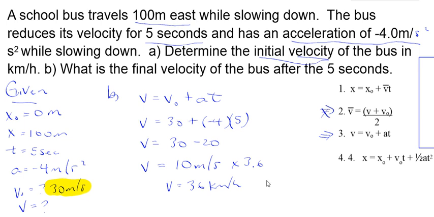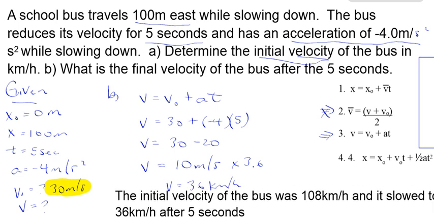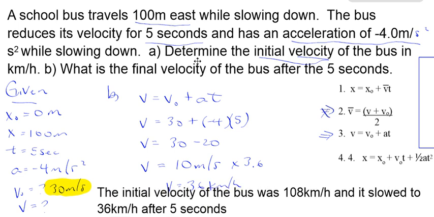And you should always finish these up with a statement. So I'm going to finish it with a statement. I won't take your time to watch me typing this out, so I've already pre-typed it. To answer the questions, the initial velocity of the bus was 108 kilometers an hour, and it slowed to 36 kilometers an hour after 5 seconds.